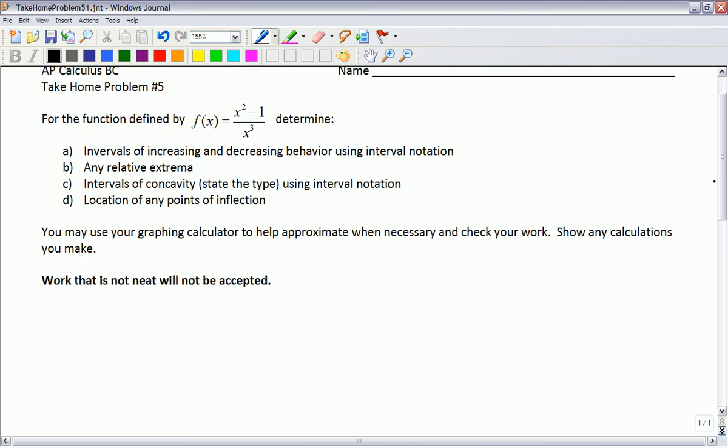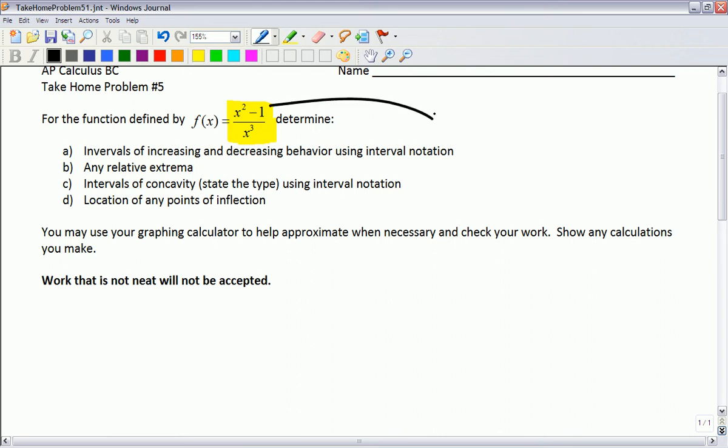Alright, here we go. So take home problem number 5. You start with a function, identified here in yellow, and you're asked, in A it says determine the intervals of increasing and decreasing behavior using interval notation.